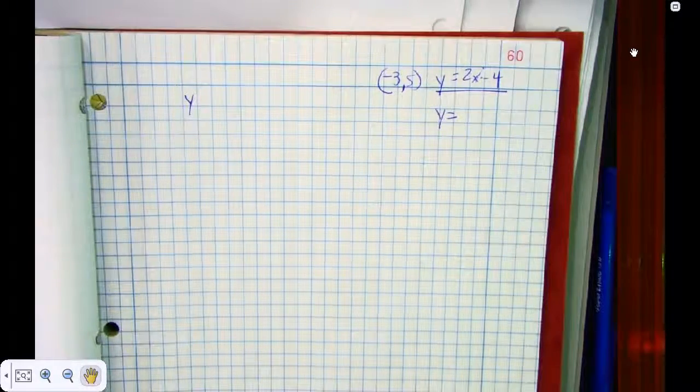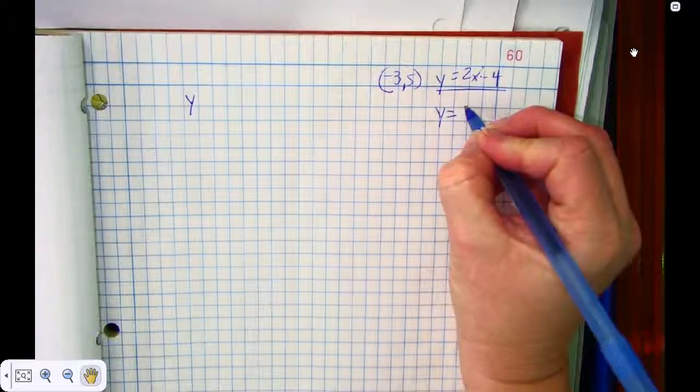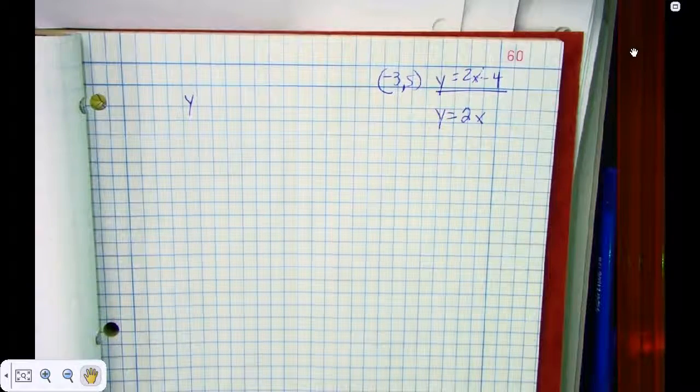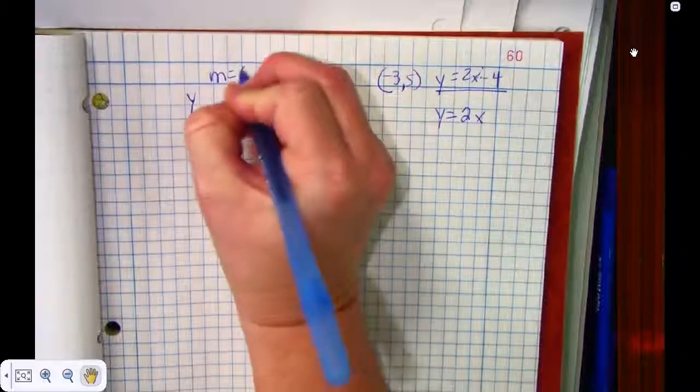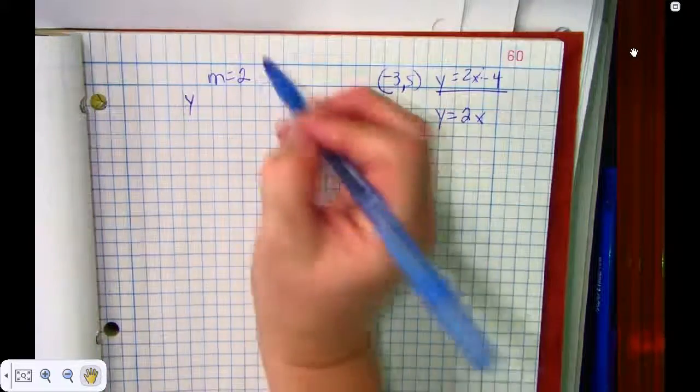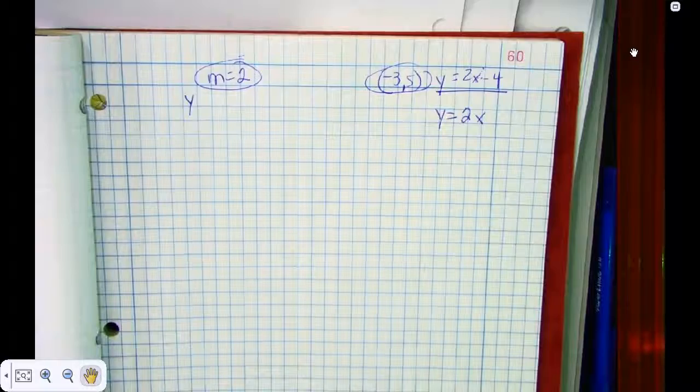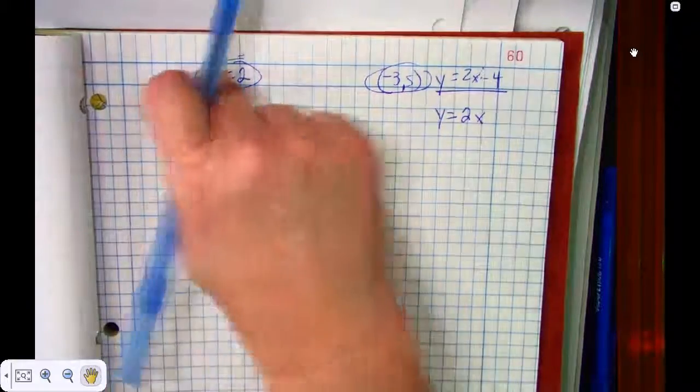What do you use? Okay, well, you know that it's going to be 2x, right? Why do I know it's going to be 2x? The slope's going to be the same. So I know that the slope is going to be 2. You're right, Dylan, I have the slope and I have a pair of points.